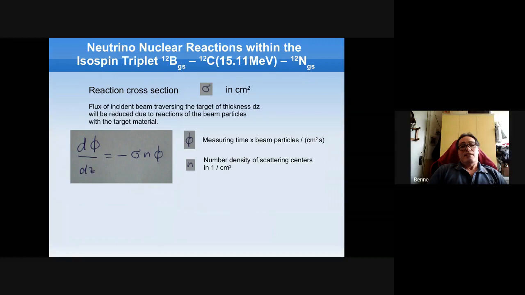Sigma in the former experiment of Reines and Cowan is on the order of 10 to the minus 44 square centimeters, which is a very low value. So in doing experiments where neutrinos are involved, we need a long measuring time, we need a very intensive neutrino flux, and we need a big detector where we have a lot of scattering centers to make such reactions probable to observe.